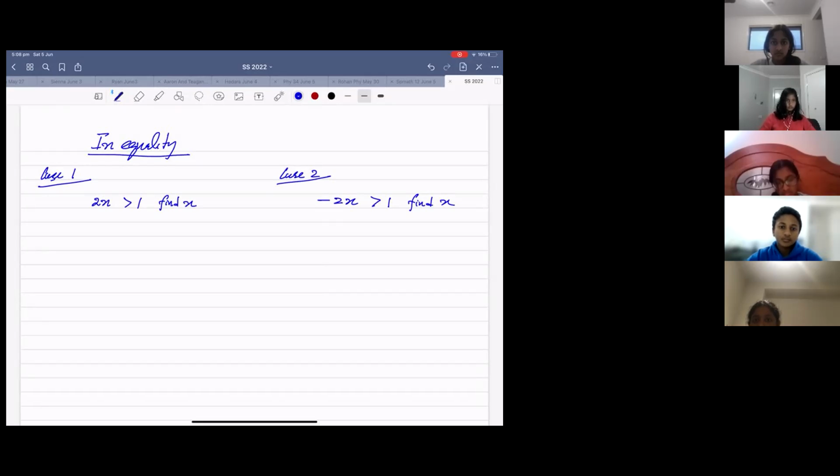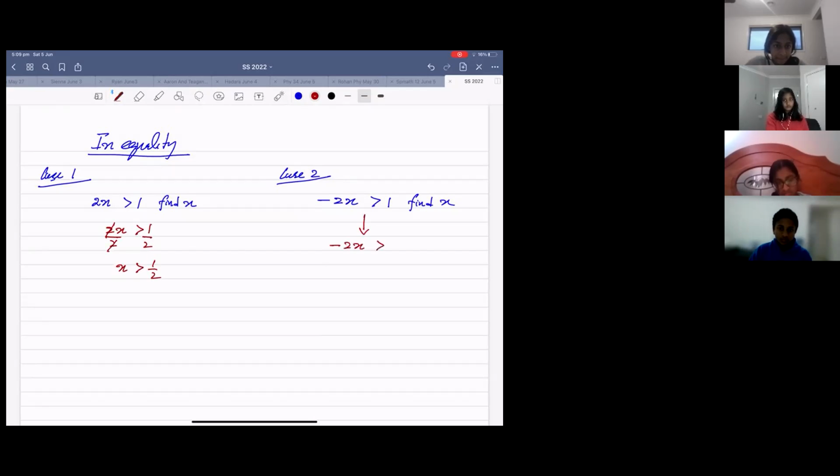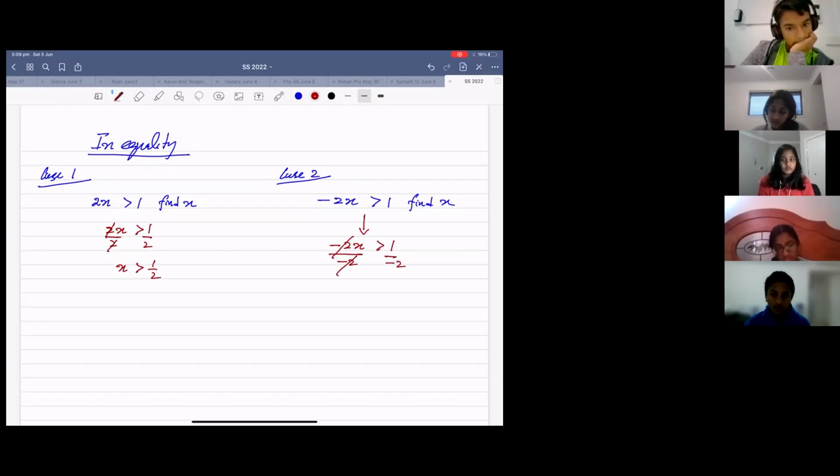Okay. So now if you want to find x in case number 1, you divide this by 2, you divide this by 2, 2 to 1. x is greater than half. It's very simple, like you do in an equation. But when it comes to minus 2x greater than 1, you divide by minus 2. So x is minus half, right? But at the moment you multiply or divide by minus, you flip the sign.